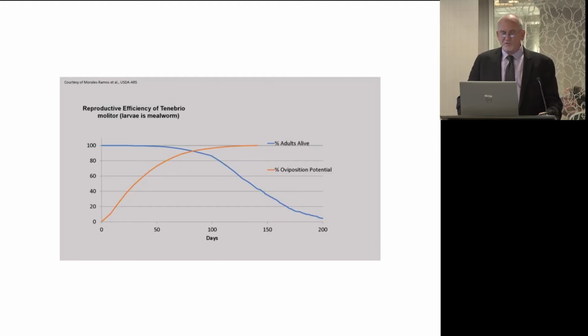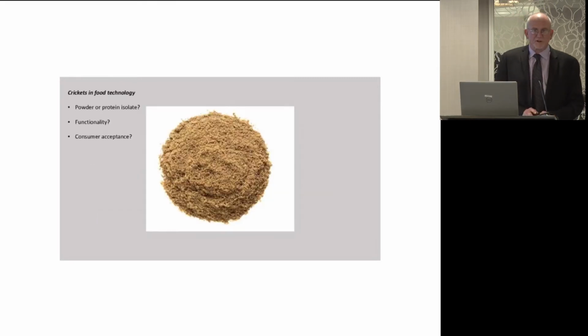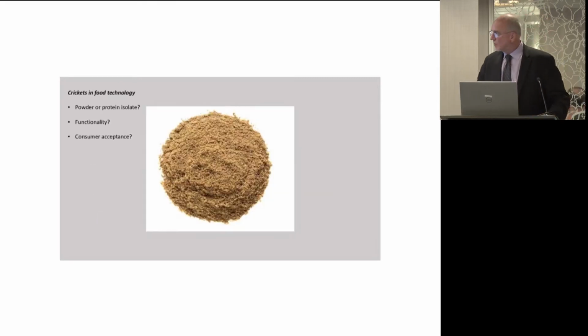Here's another one showing changes in reproductive efficiency. In this case, it has to do with the age of the insect. Well, the other question is, what are you going to use? So, as was mentioned earlier, most is cricket powder. You take the whole cricket and you grind it up and you utilize it.